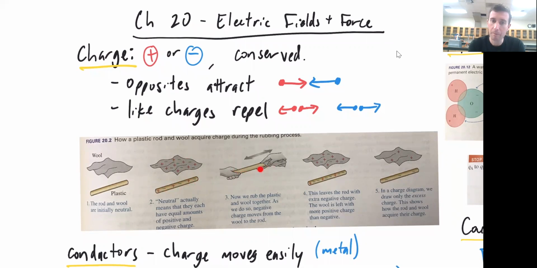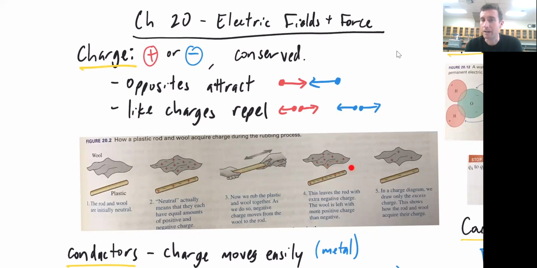Then when we rub the plastic and the wool together, the negative charge moves from the wool into the rod. There's this thing called the triboelectric series, and it says how much something is willing to get rid of its negative charges. So the rod wants to pick up some negative charges. The wool is willing to give those negative charges. What we end up with is the rod has a bunch of extra negative charges. It still has all its positive charges. And the wool now has fewer negative charges, but the same number of positives.